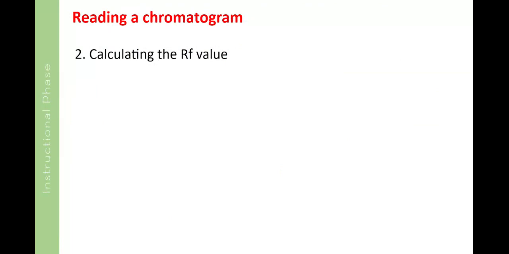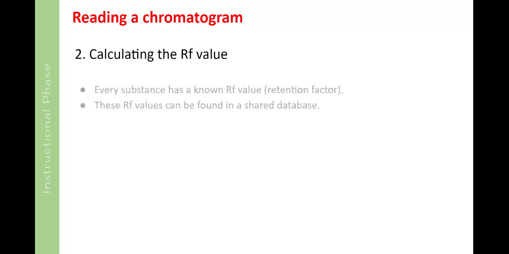So the second way of analysing a chromatogram is calculating what we call the RF value, the retention factor. Now, every single substance has got a known RF value. And that RF value can be found in a shared index, in a shared database that scientists can all access.